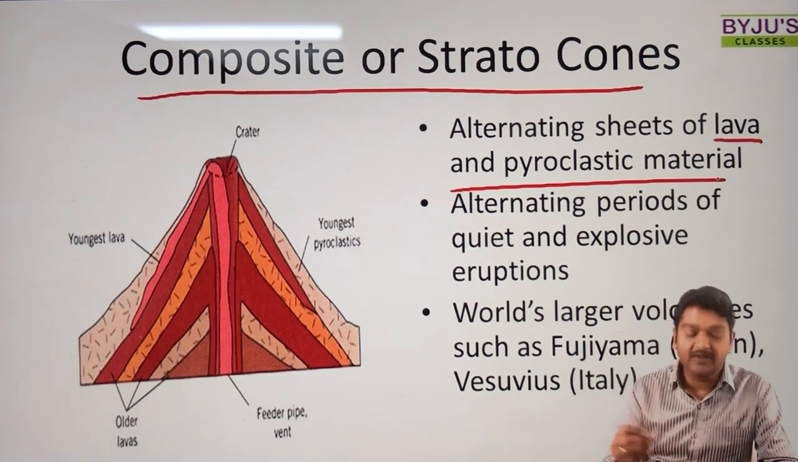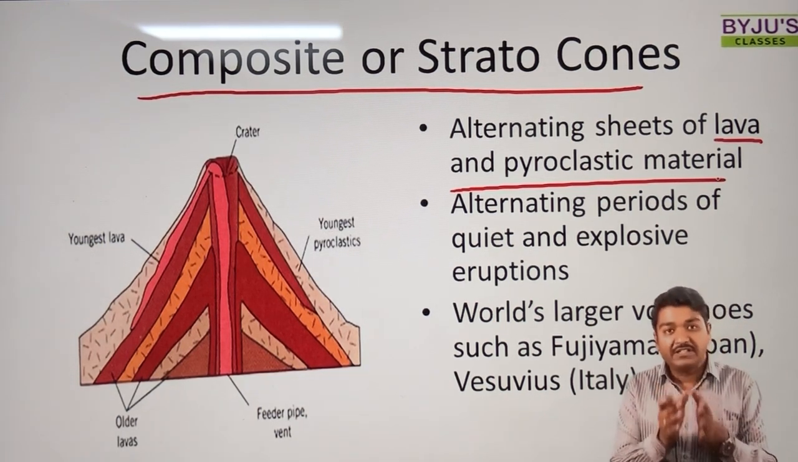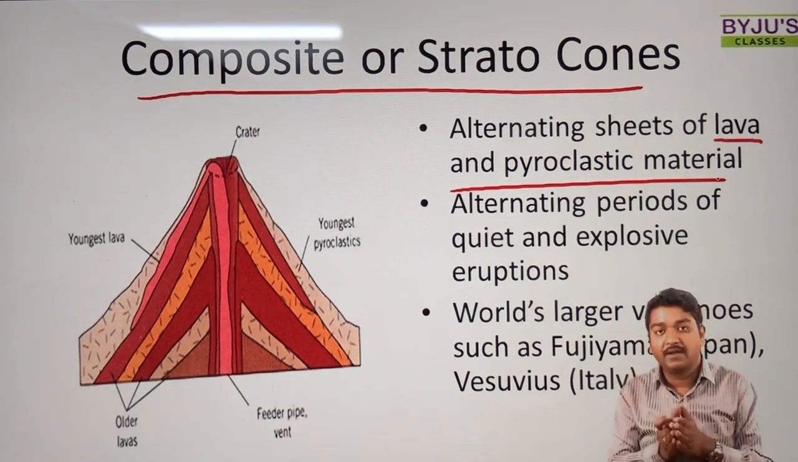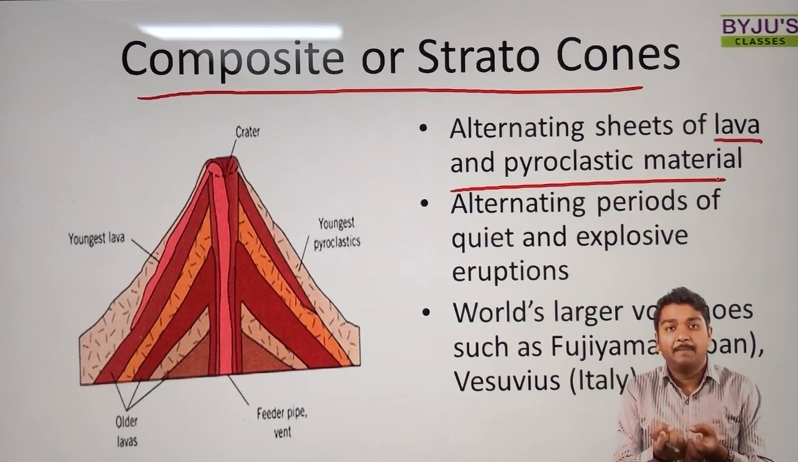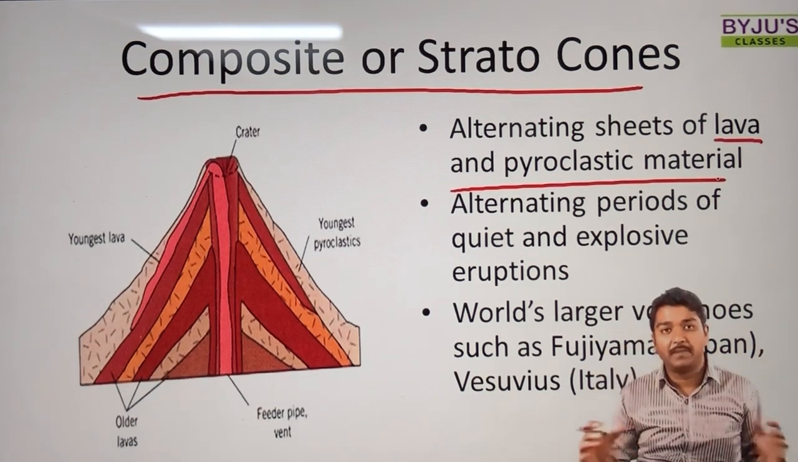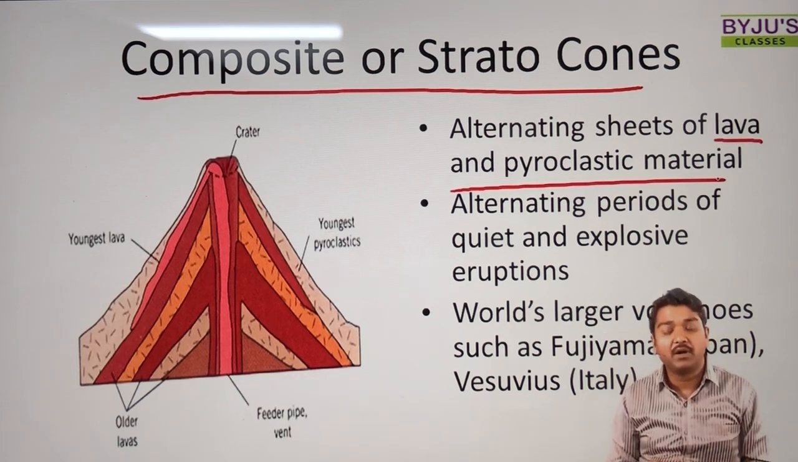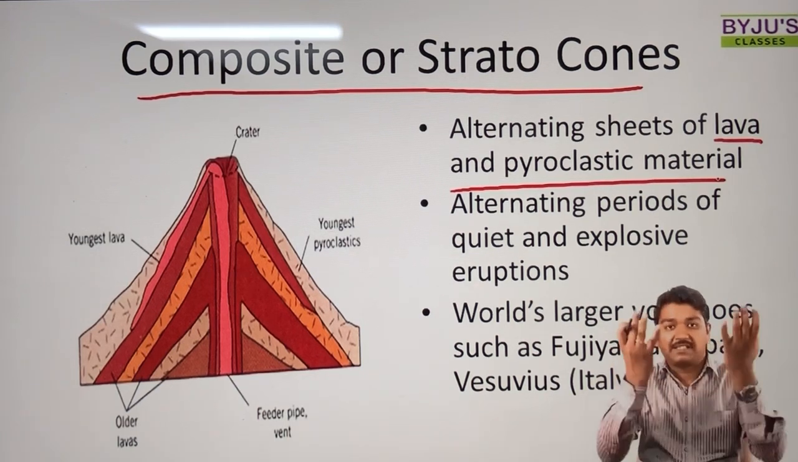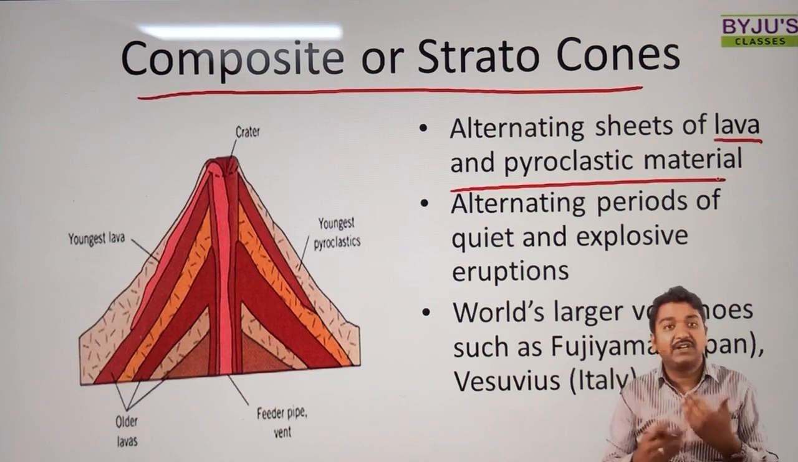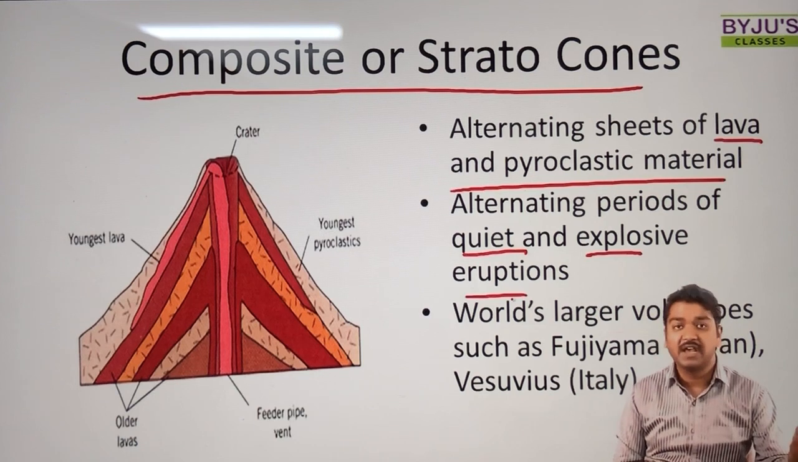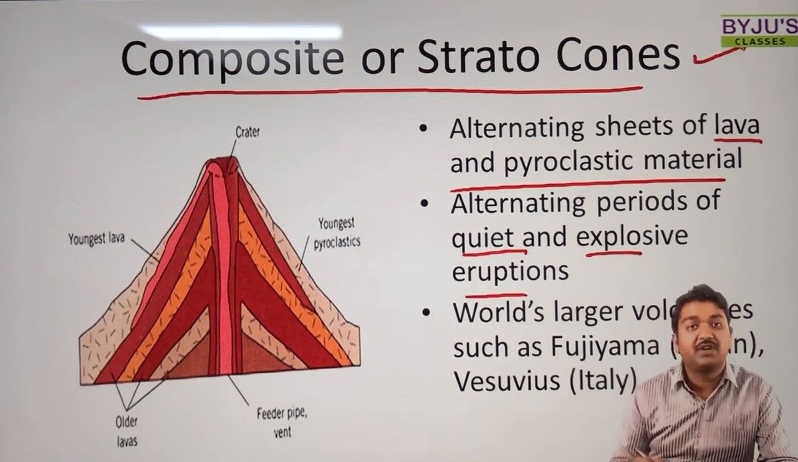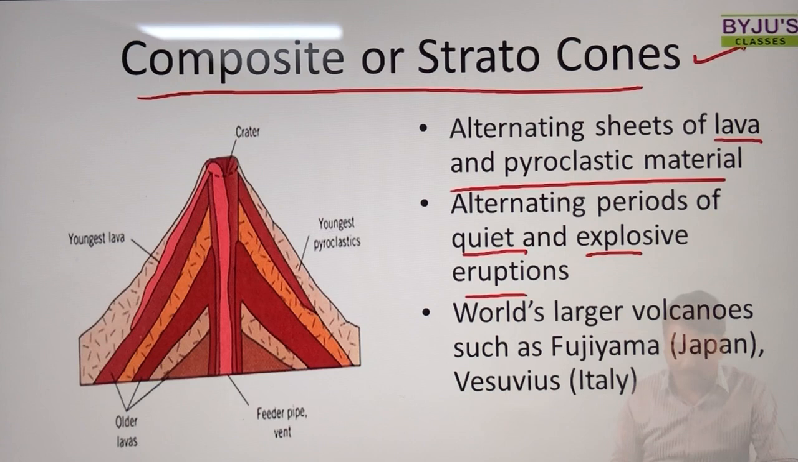Why? The reason for that is, first you had a volcano happening, fluid coming up, again there was a block. Then you had a blast and ash coming up. Again you had fluid passing on. Again a block, a blast happening, ash coming up. So this continuous process, alternating periods of quiet and explosive eruptions, has led to composite or stratocones. The world's larger volcanoes such as Fujiyama and Vesuvius are examples of stratocones.